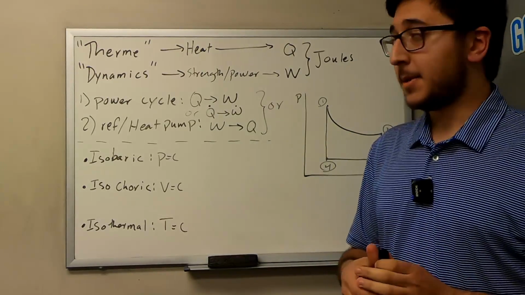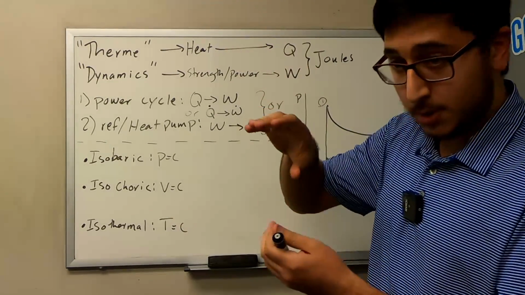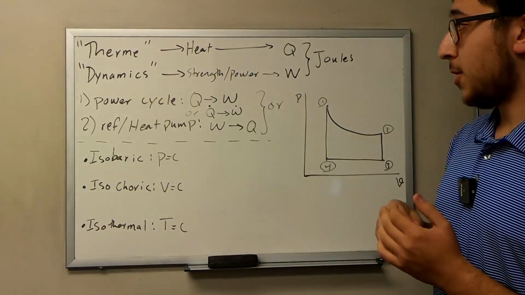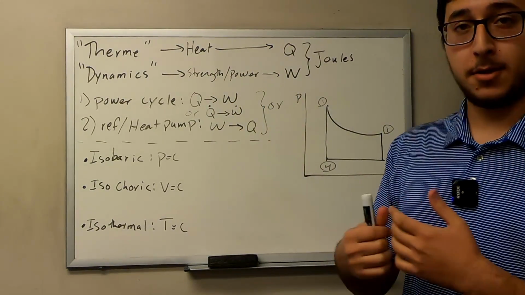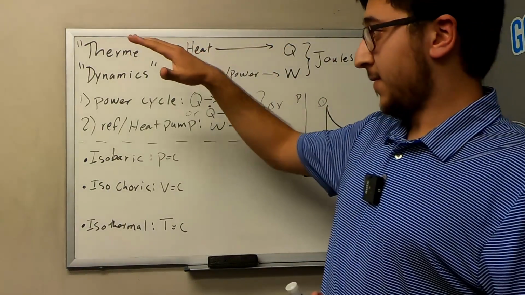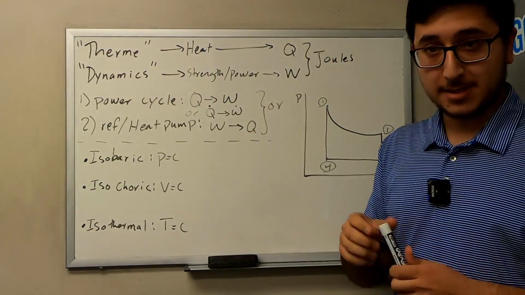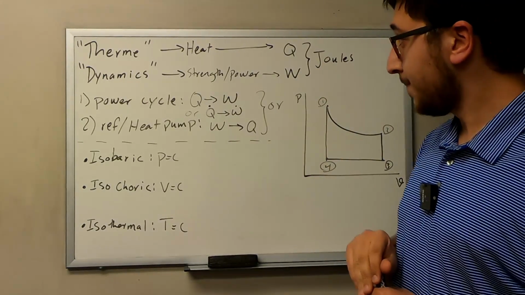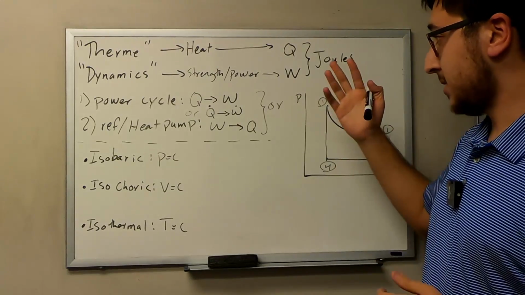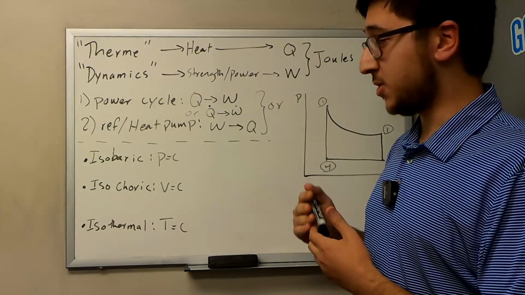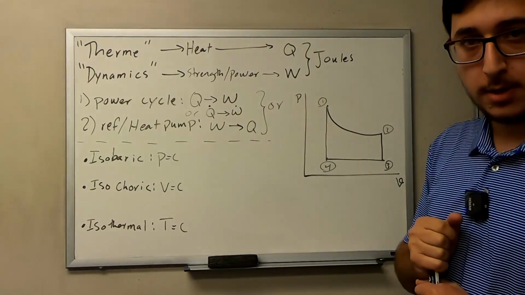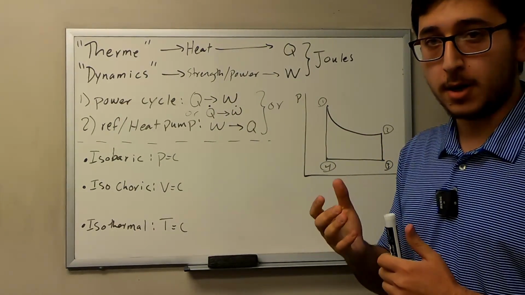So to start, I'm going to break down the word thermodynamics into two words, which is therm and dynamics. What therm means is heat, and in thermodynamics we represent heat by the letter uppercase Q. The second half of the word is dynamics, or in Latin it's dynamis, and that means force or strength or power. And we represent it by the letter W, which is work. Now both heat and strength or power is measured in joules because they are energies.